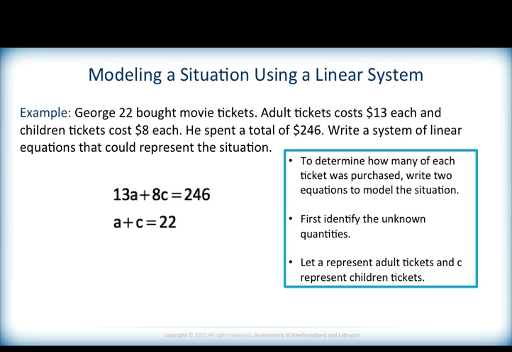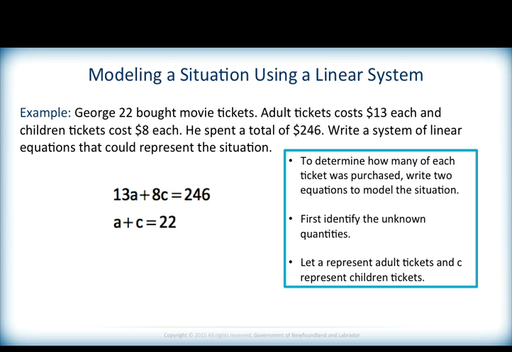Now that's only one equation. We need to figure out a separate equation that could also be used to model the situation. Since we're dealing with tickets, we're talking about an adult ticket and a child ticket, so that's a and c. If we look at those separately now, how many tickets did George buy in total? That was 22. So that will give us a plus c equals 22.